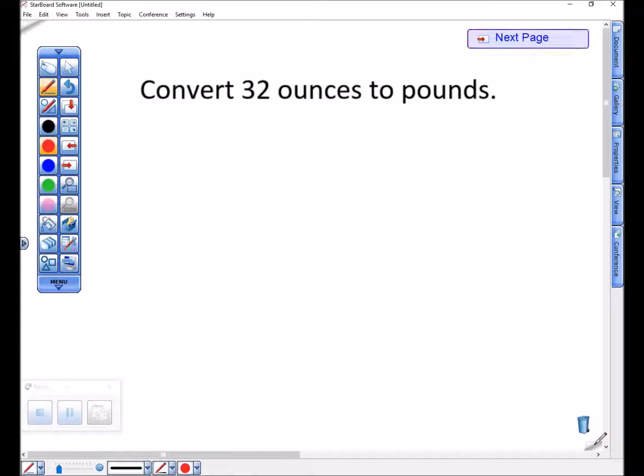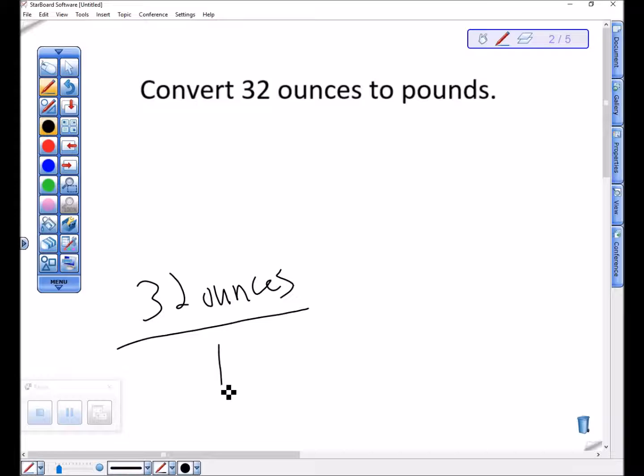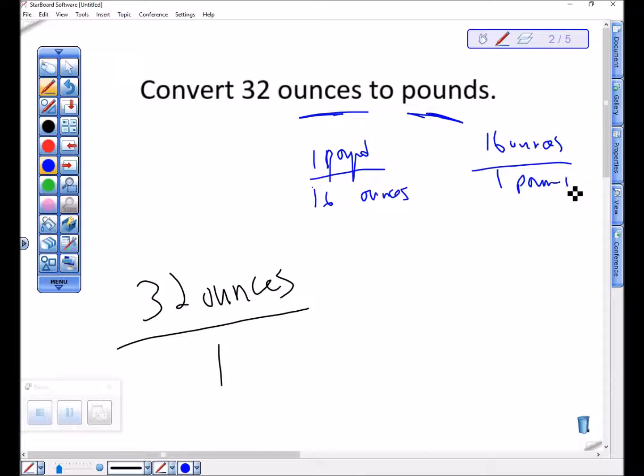I want to convert 32 ounces to pounds. So I want to start with 32 ounces. Now, depending on how comfortable you are with fractions, you may want to put this over 1 just to keep yourself lined up. Since I'm working with ounces and pounds, I have two choices. I could either use 1 pound over 16 ounces, sorry, not 32, 16. You should write unit fractions that are actually units. Or I could use 16 ounces over 1 pound.